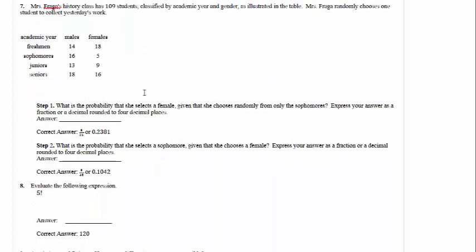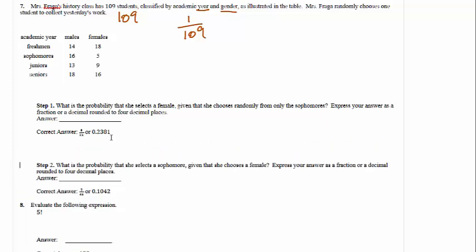Number 7. Ms. Fraga's history class has 109 students classified by year and gender as illustrated in the table. There's our table. Males, females, freshman, sophomore, junior, senior. Ms. Fraga randomly chooses one student to collect yesterday's work. So we're looking for one student out of the 109. All right, that makes sense. Let me make space in the right place.